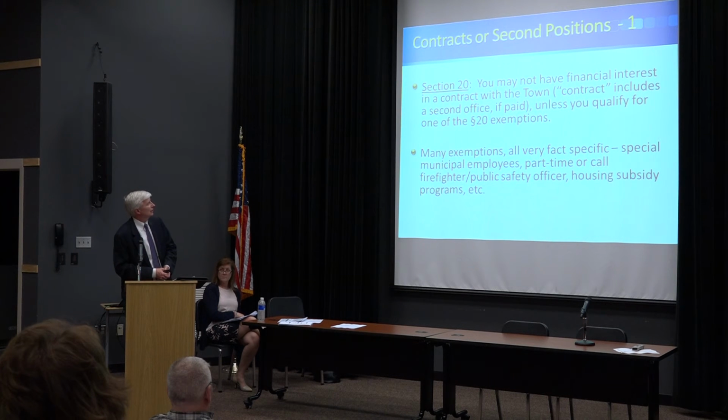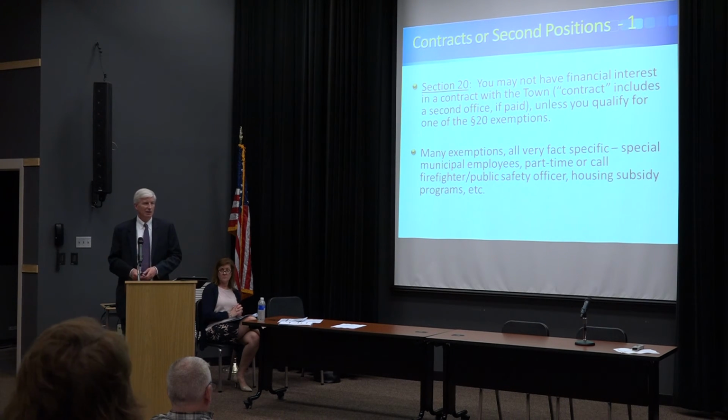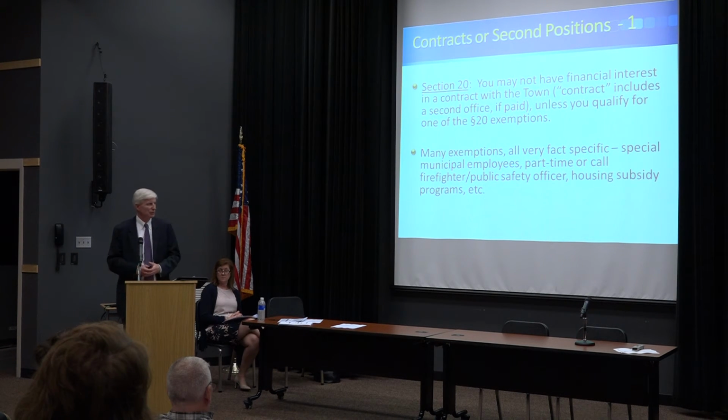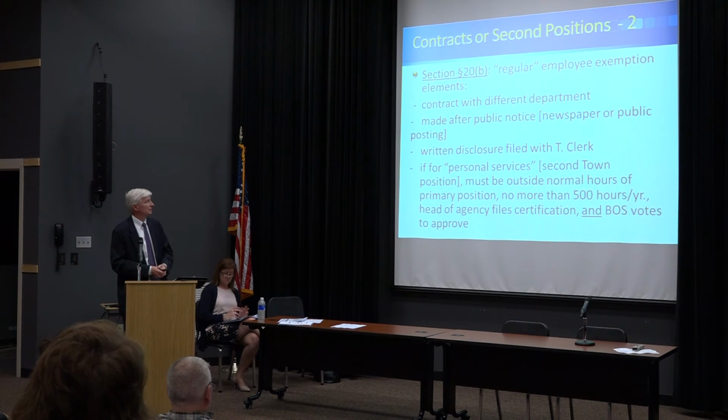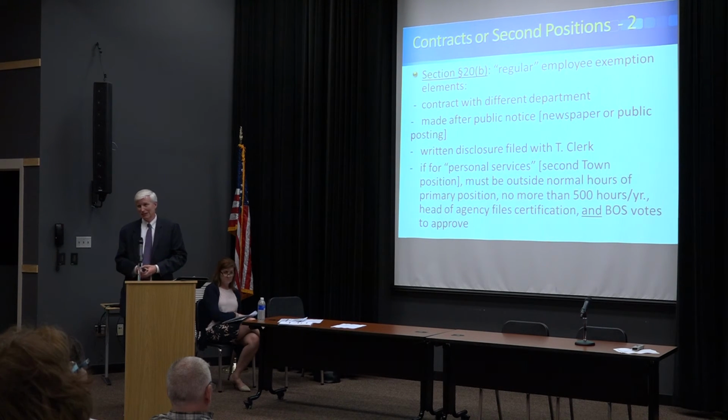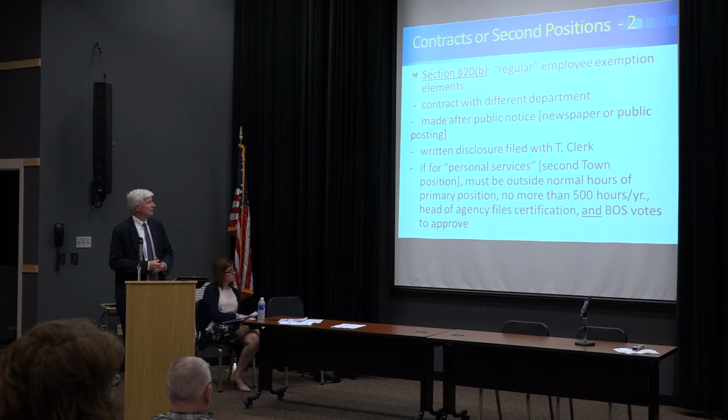And the other important thing is it comes up if you hold a position, whether it's paid or not, and then you're interested in, let's say, a part-time paid position, and the town can't find somebody to fill it, you're willing to do it. Well, that's a contract. If it's a paid position that's not elected, it's considered a contract, and so in order to take that second position, you're going to have to see if you qualify for one of these exemptions. If you're not a special employee, if you're just a regular employee, and you want to see if you qualify for a contract, you have to meet 20B, which has all these different parts to it.